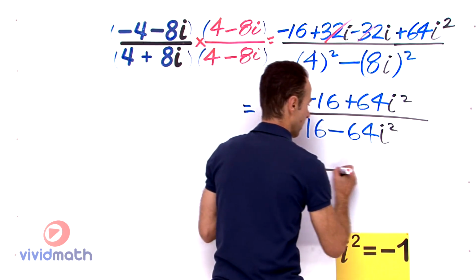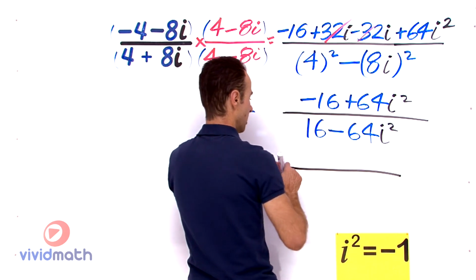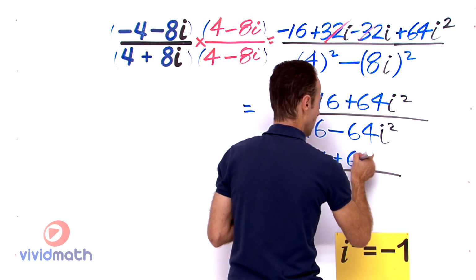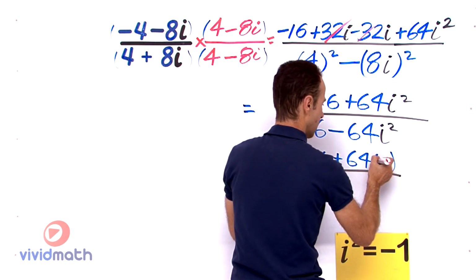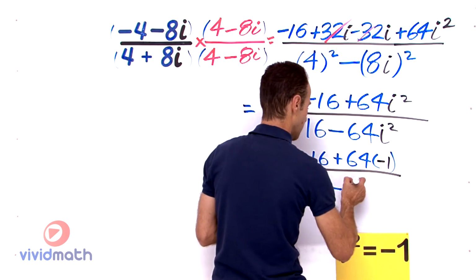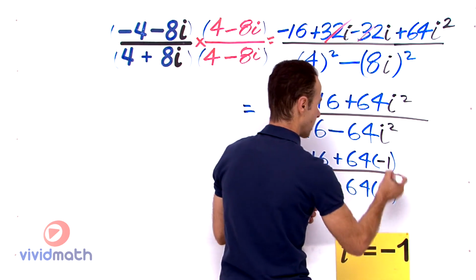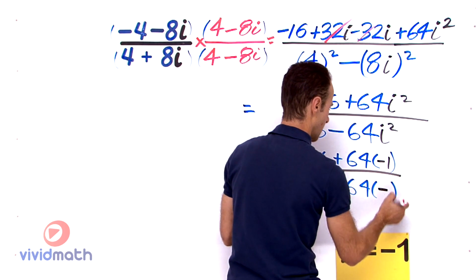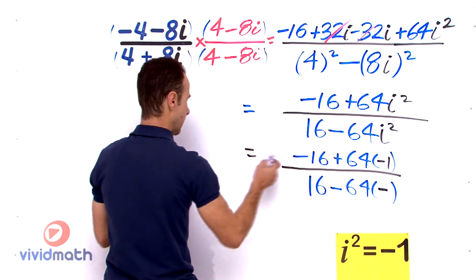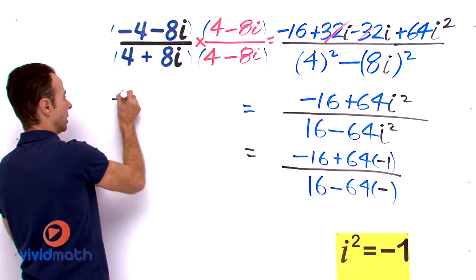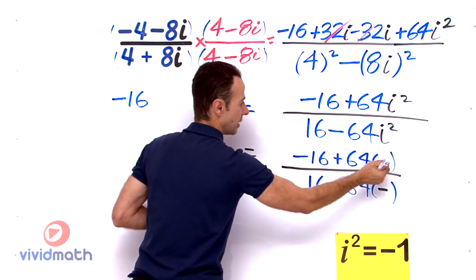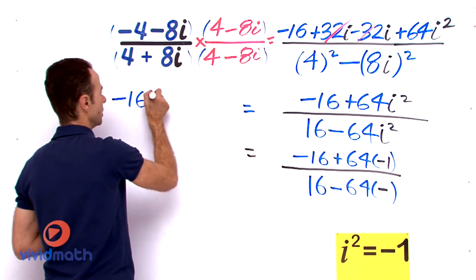So let me just draw a line over here. On the top, we have minus 16 plus 64 times negative 1. And down below, we have positive 16 minus 64 times, again, negative 1. So what's that going to equal? We're going to rewrite it. We've got negative 16 up here. Now, negative and a positive is a negative. Negative 1 times 64 is minus 64.